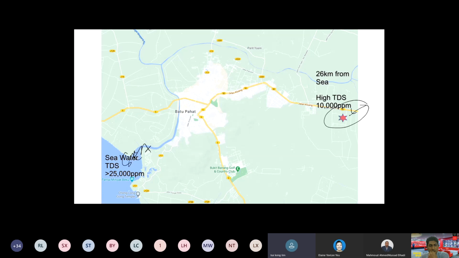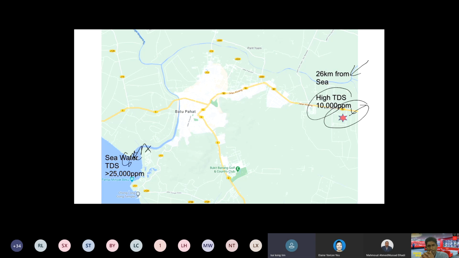25,000 ppm. So inland, when there's no rainfall from upstream, the seawater contamination actually goes inland. So we are getting about 10,000 ppm at the highest, which is about half of the seawater salinity. So it's very salty. This water is actually not advisable for human consumption nor industrial application. So this is the part where we want to talk about how we are going to manage our water.